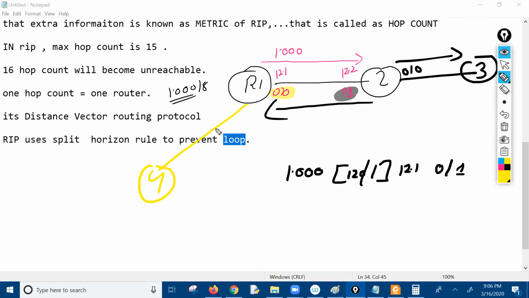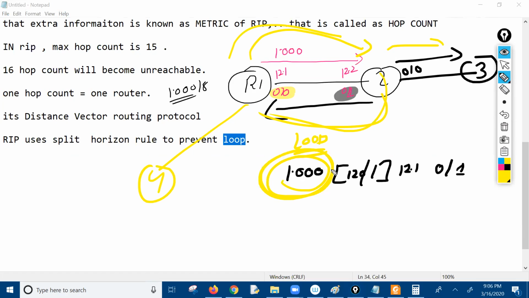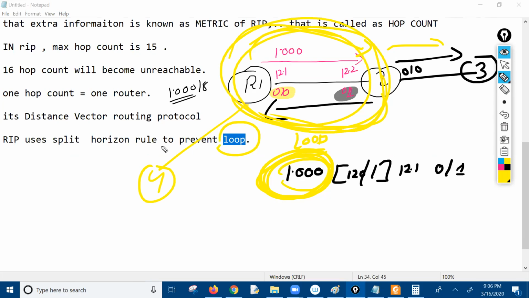If we have another router, at the same time, it will forward the information to this guy. Same look like this, same look like this. So it's creating a loop over there, right? The same information is moving across the network. This is the loop. So what I said is that it uses the split horizon rule to prevent the loop.